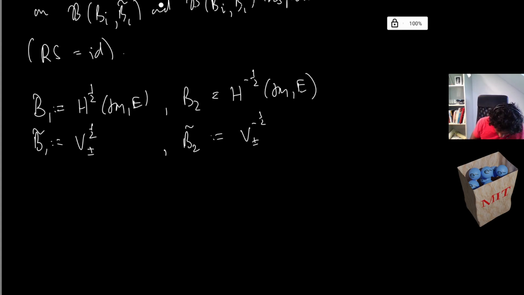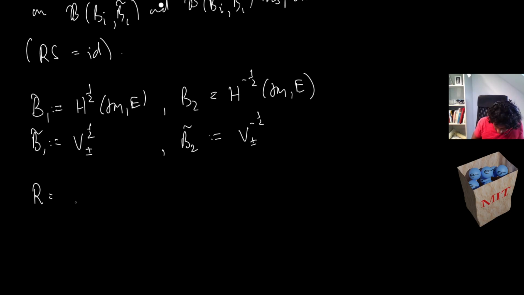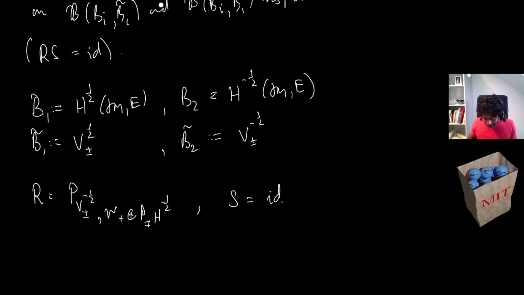And now I'm going to set the retraction R to be equal to P plus minus. I'm just going to use minus a half here because it restricts to a bounded projector on H half, right? So W plus P minus plus H minus a half. Okay, that's going to be my retraction, and my co-retraction I just want to be the identity.